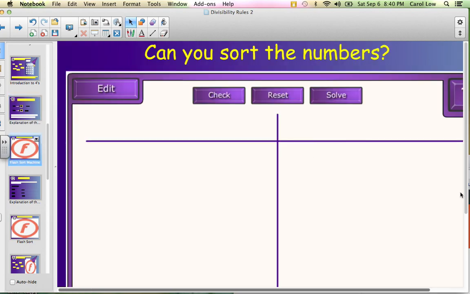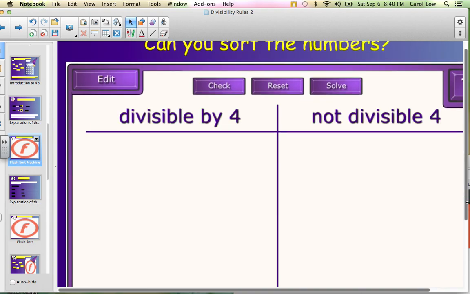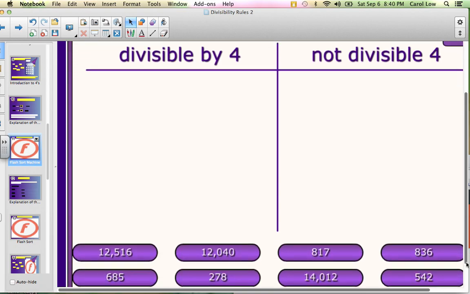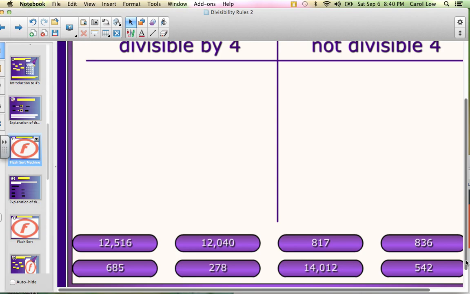So I would pause the video for a minute, and what you're going to do is take the rule for 4: if the last 2 digits of the number are divisible by 4, that means the number is divisible by 4. I want you to look at these numbers and decide whether they would be divisible by 4 or not. So pause it, look at it, and then come back.